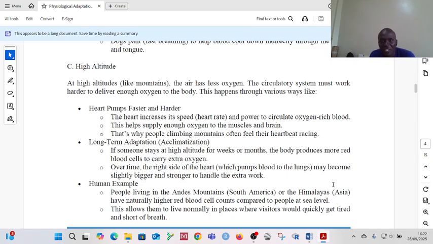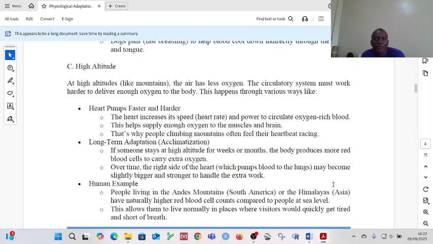So the heart increases its speed or its heart rate and the power to circulate oxygen-rich blood. Remember, you are already breathing faster, so the heart also has to keep pumping faster. So this increase in the heart rate helps to supply enough oxygen, not only to the muscles, but also to the brain.